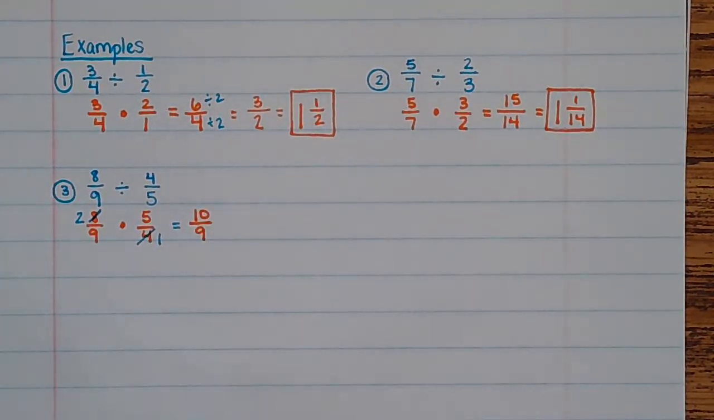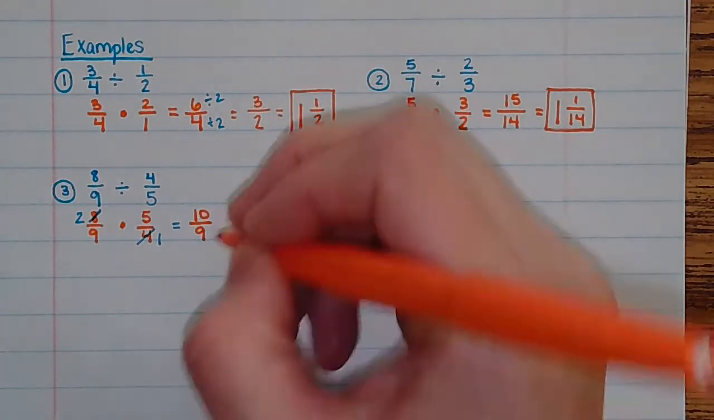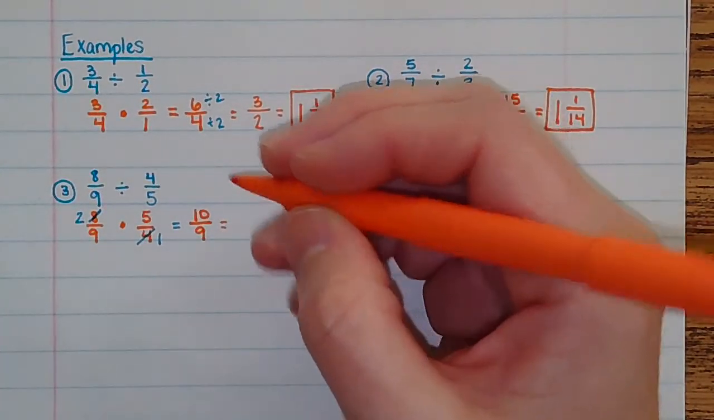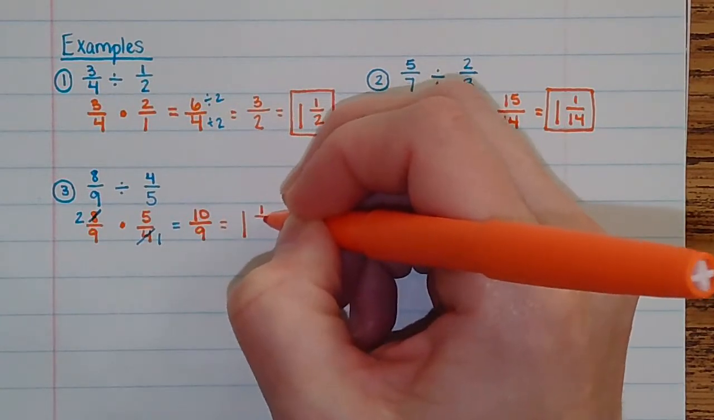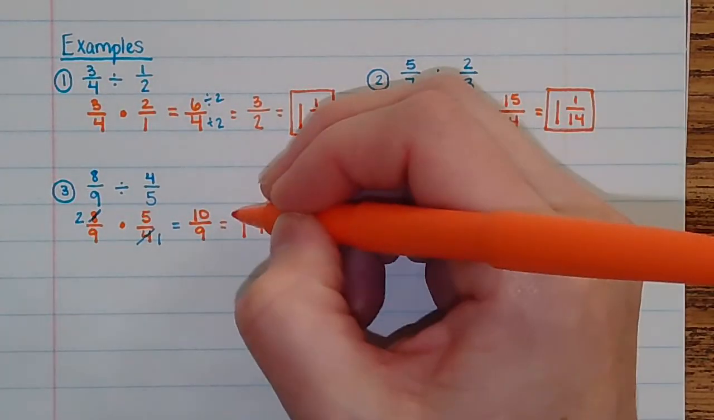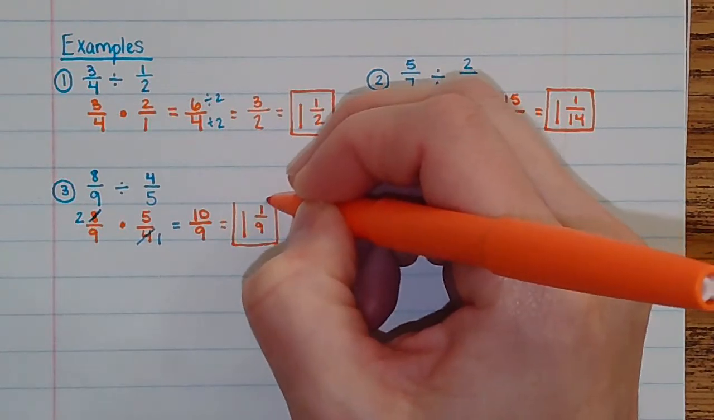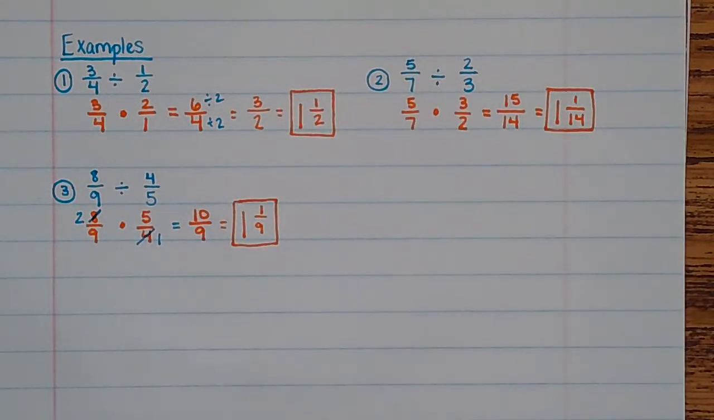Okay? Once again, they might want you to leave it like that. They might want you to change it to a mixed number. So if I do, 9 goes into 10 one time. There's 1 left over. All these keep equaling 1. I'm not doing that on purpose. Just totally randomly made these problems.